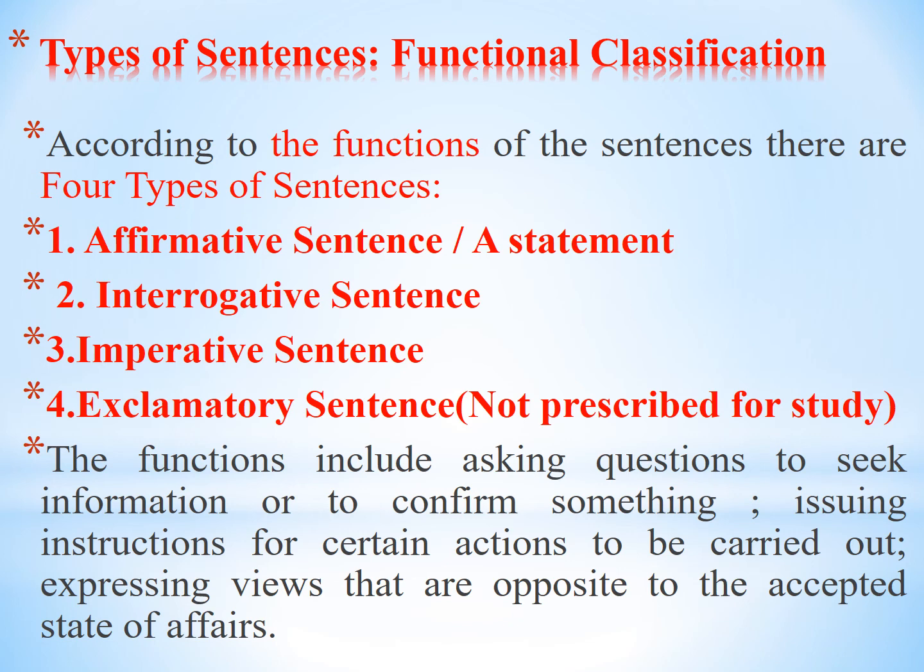We have studied three types of sentences according to structure: simple sentence, compound sentence, and complex sentence. Now according to the functions of sentences, there are four types. First is the affirmative sentence or statement. Second is the interrogative sentence or question. Then the imperative sentence, then the exclamatory sentence. The exclamatory sentence, the fourth type, is not prescribed for your study. We will study only three types according to the function of the sentence. What type of function does the sentence perform?